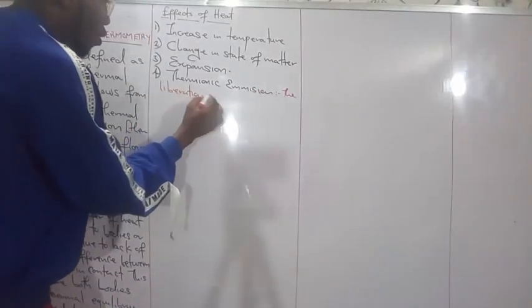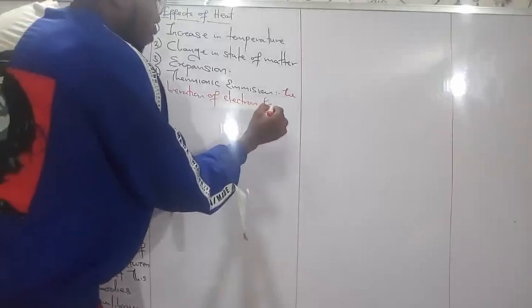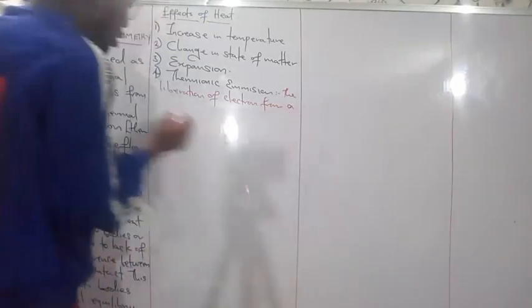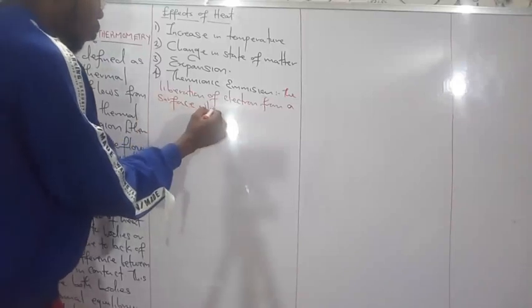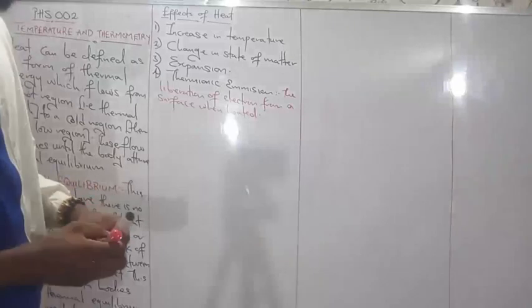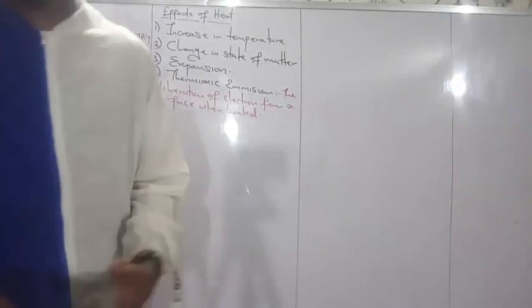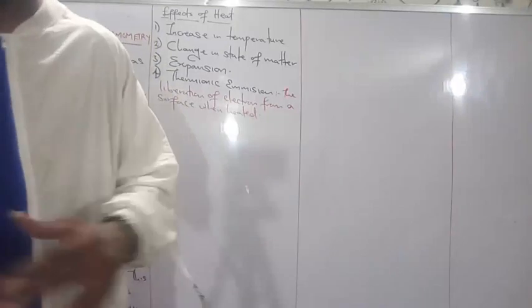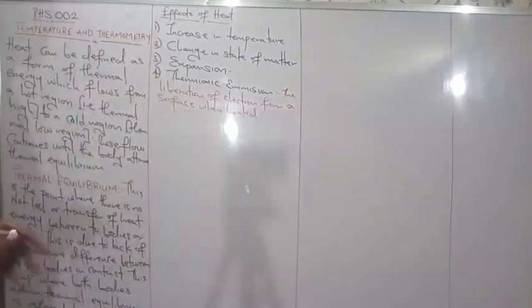The liberation of electrons from a surface when heated. That means thermionic emission. We explore more information about emissions of electrons from a surface. We want to talk about photoelectric effects, and that's in your Physics 004. We're exploring this kind of information.